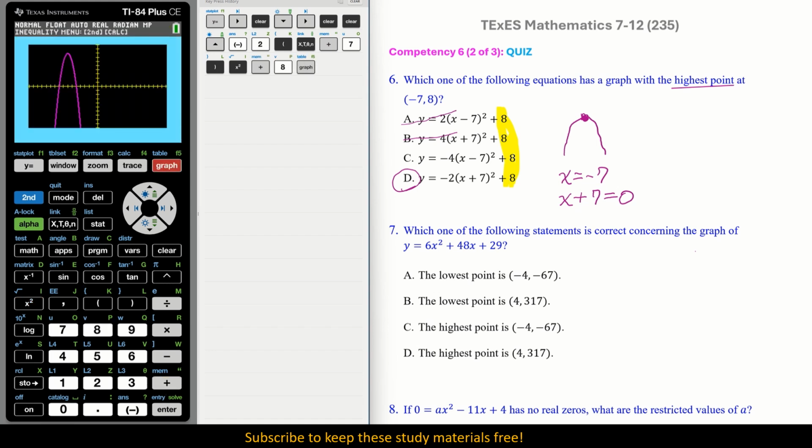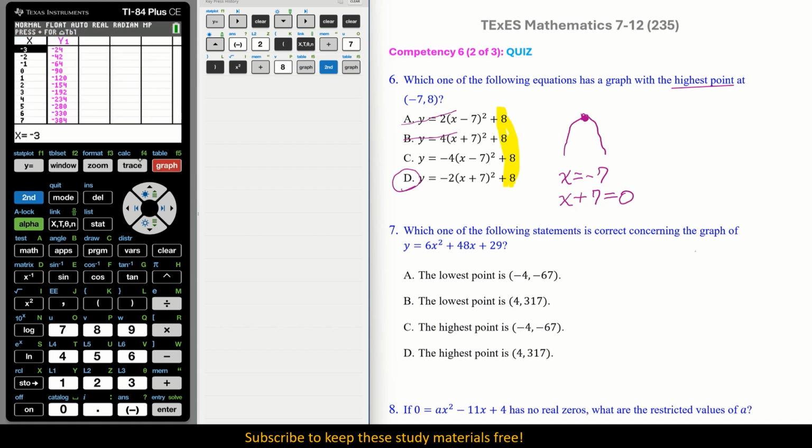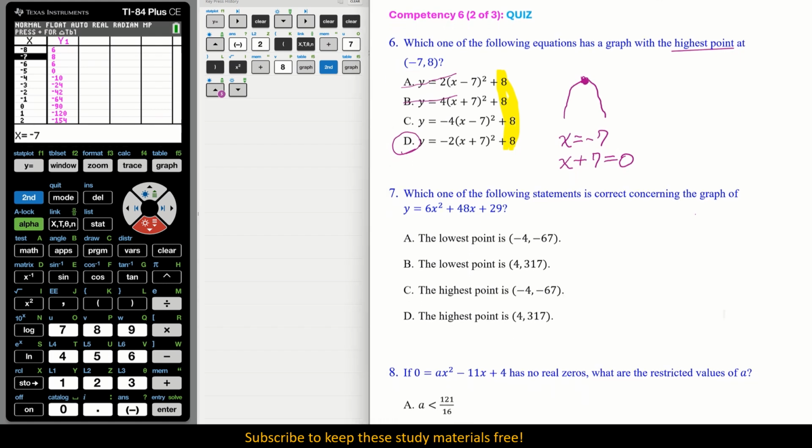Let's graph, and there we go. We have a vertex, and it is definitely negative. So let's go second graph. Let's just arrow up to -7 real quick. Oh, see, right there it is, -7 and 8. Confirmed. Even though we knew the properties, we could still confirm it by graphing. Either way. Okay, number 7.